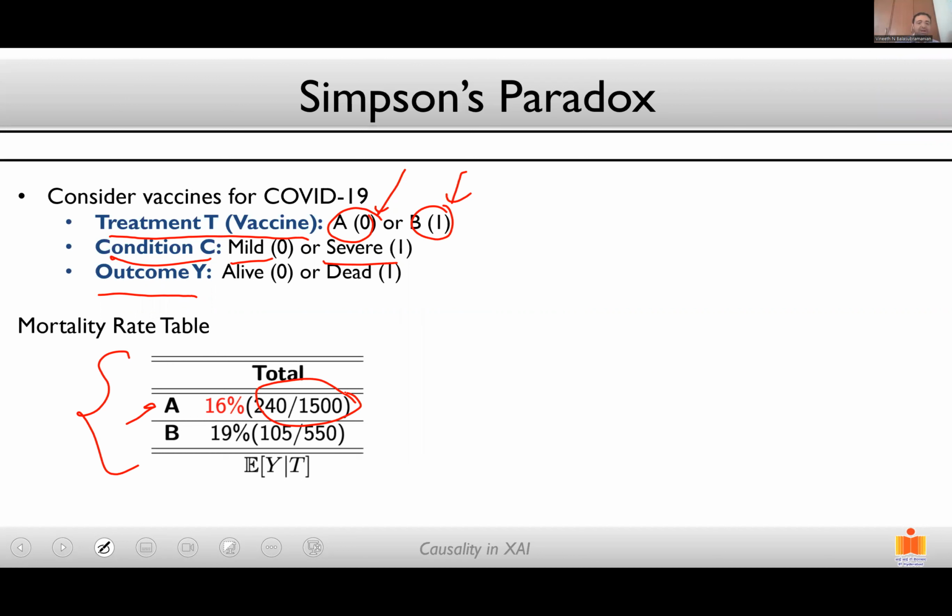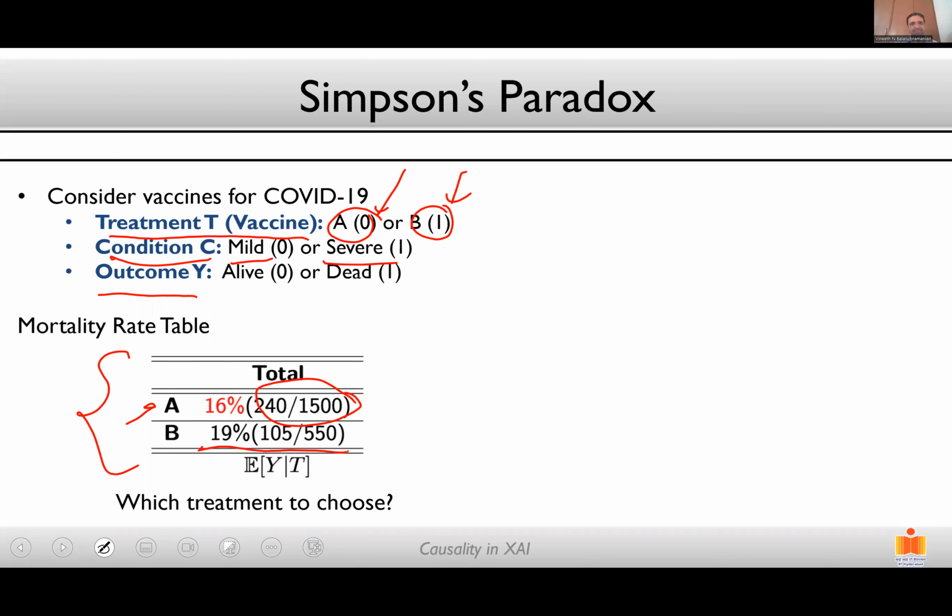Whereas for vaccine B, 105 of 550 people, that's 19%, actually had mortality or they passed away. Now, if I had to ask you a question as to what do you think, right? Which of these vaccines would you take based on these statistics? Let's say I asked this question, right?